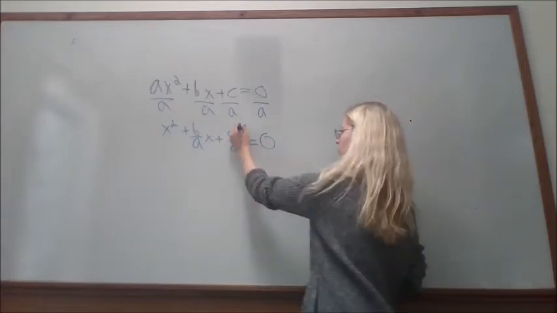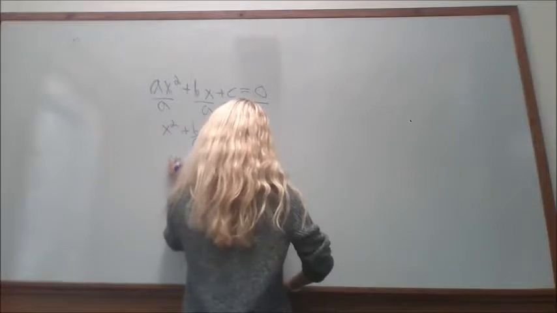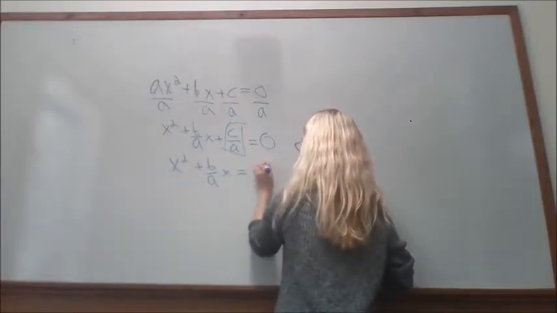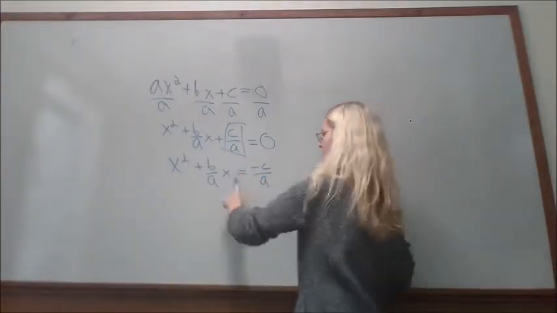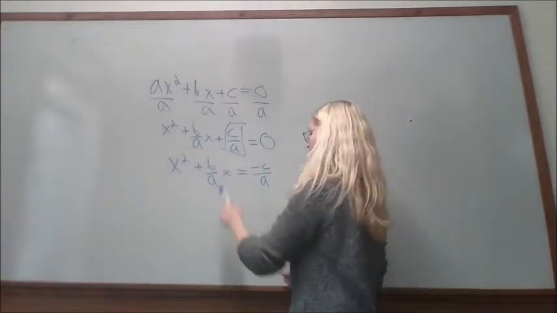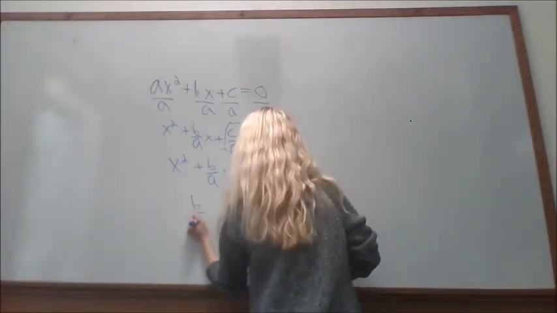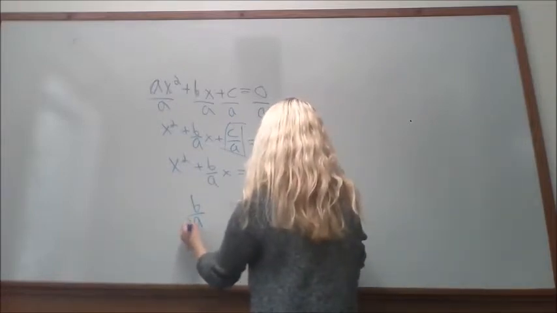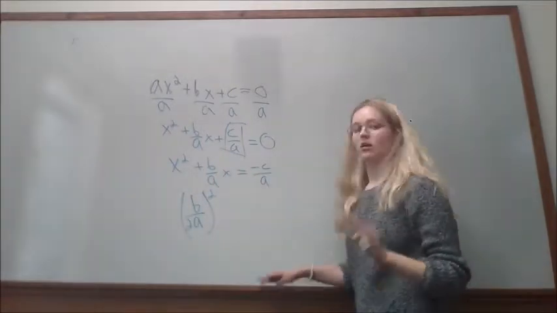So now we subtract c over a, and we get x squared plus b over a x equals negative c over a. So now we want to think about how we can complete the square over here. So we know that if we take the coefficient of x, which is b over a, and we divide it by 2, so b over 2a, and then we square it, we should get our c term.